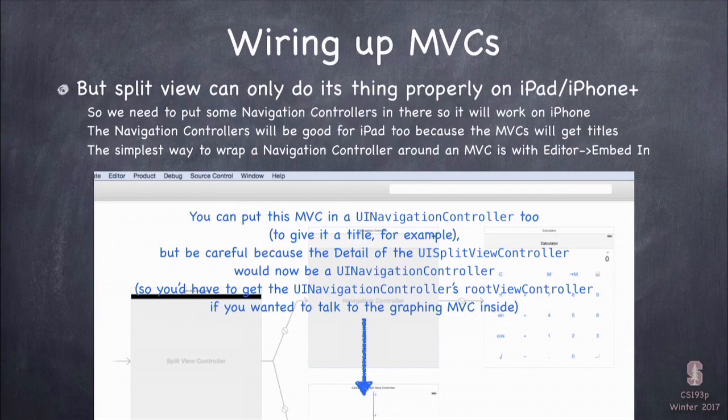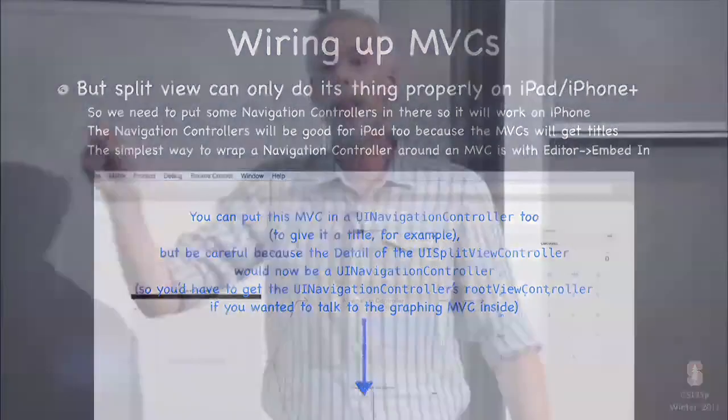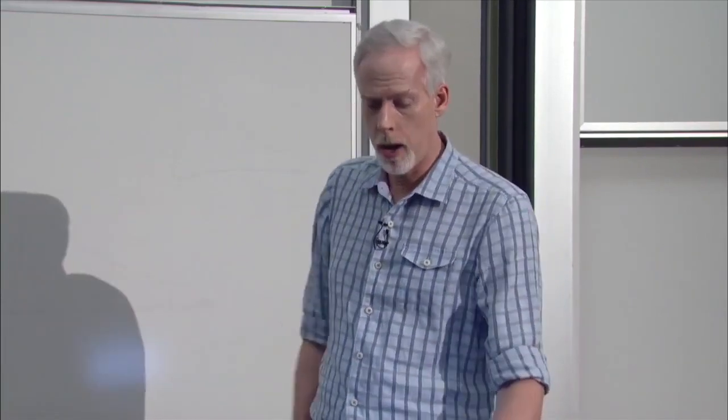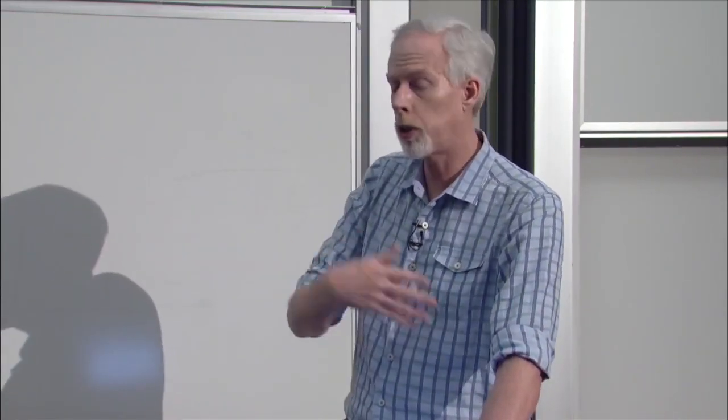The only thing to be careful there, though, is now your detail is not a graph view controller. Your detail is a navigation controller. So if you want to get the graph view controller and talk to it, tell it what to graph or something like that, you need to get the root view controller of the navigation controller. You see what I'm saying? It's just a subtle difference, but if you wrap your detail in a navigation controller, the detail has become a navigation controller. It's easy to get to the graph view controller because it's the root view controller of the navigation controller, but still. All right, so that's how you wire up the split views so that it works cross-platform, on all devices.